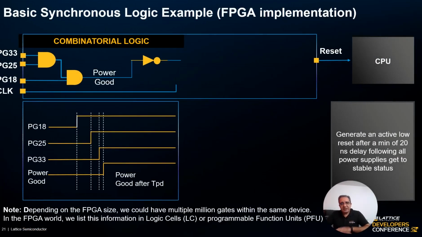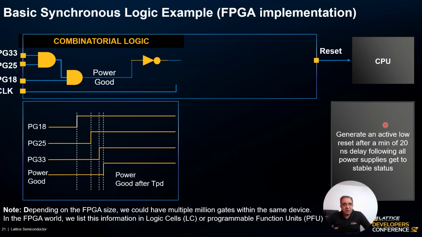So let's take an example to consolidate all this. Let's say we have different power supplies on the board. We have a 3.3 power supply, 2.5 and 1.8. We have a power good for each one of these. And we want to generate a reset to the CPU that has to be asserted at least 20 nanoseconds after all the power supplies are stable.